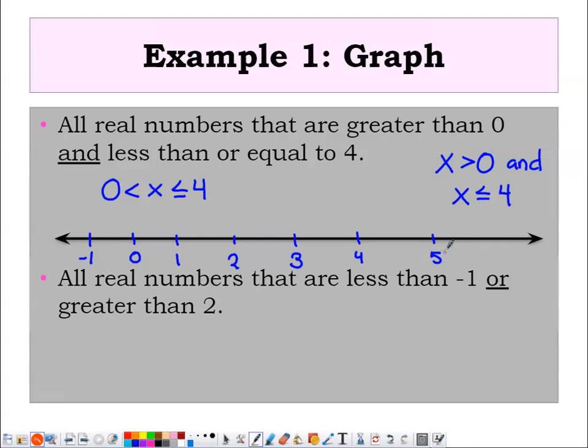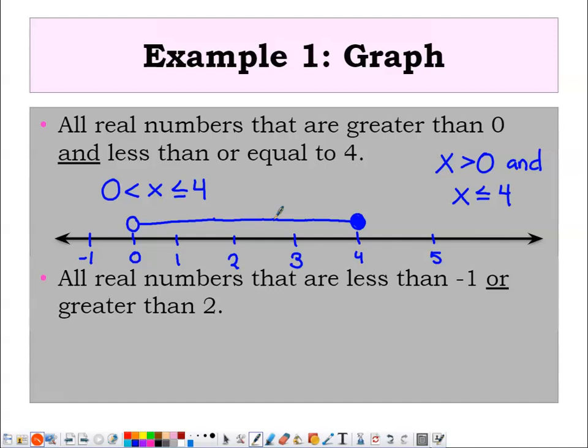And then we need to identify what direction we are going. So we want all the numbers that are bigger than 0, not including 0, so we have an open circle. So we're heading in this direction here. And then we want all the numbers that are less than or equal to 4. So that's going to be a closed circle. And this time we're heading to the middle. So we go in this direction right here.